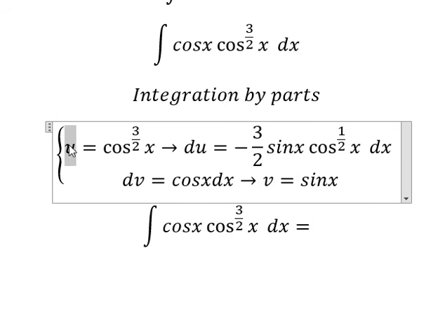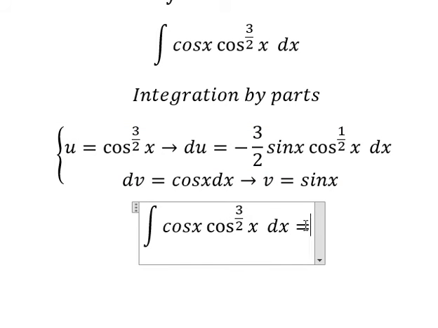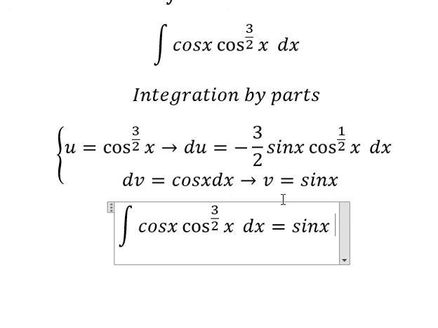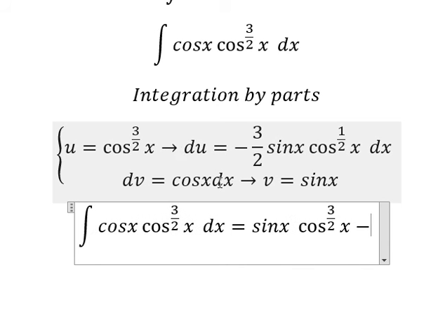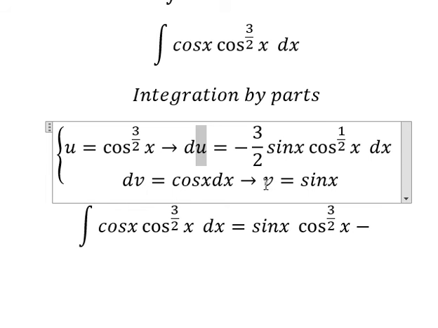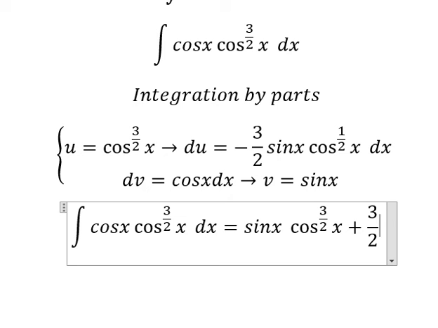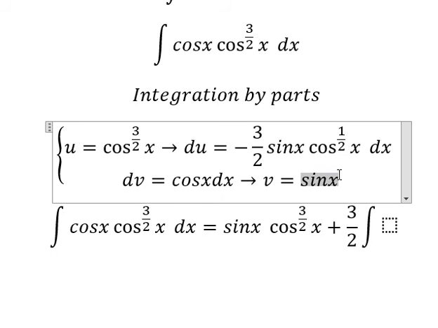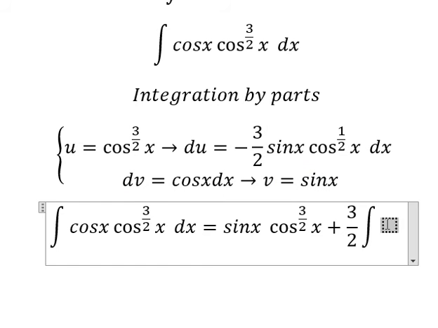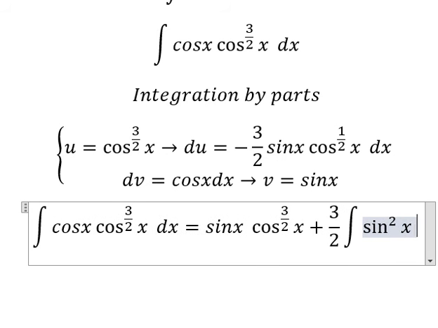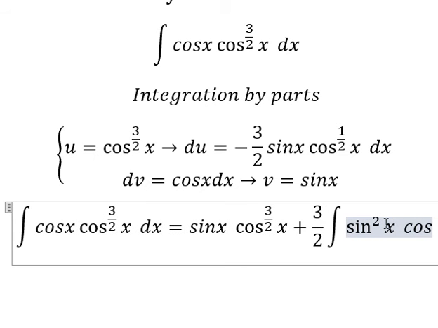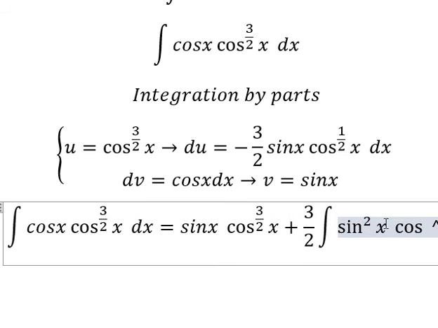So we have u multiplied by v. So we have sine s multiplied by this one, minus we have du multiplied by v. So we have negative 3 over 2 with the negative. So you got positive 3 over 2. And now we have the integration of sine s and sine s. We have sine s squared and we have cosine of s to the power of 1 over 2.